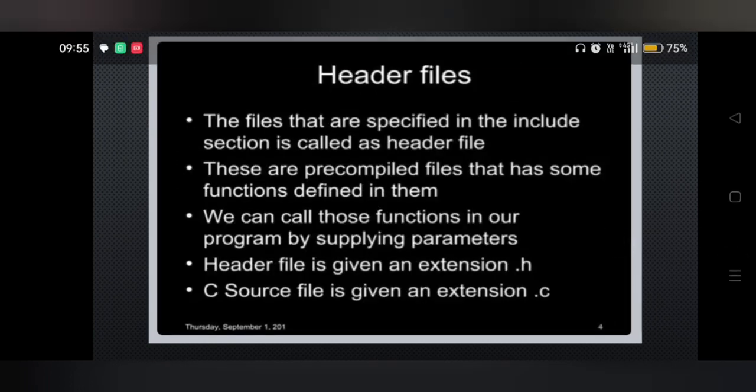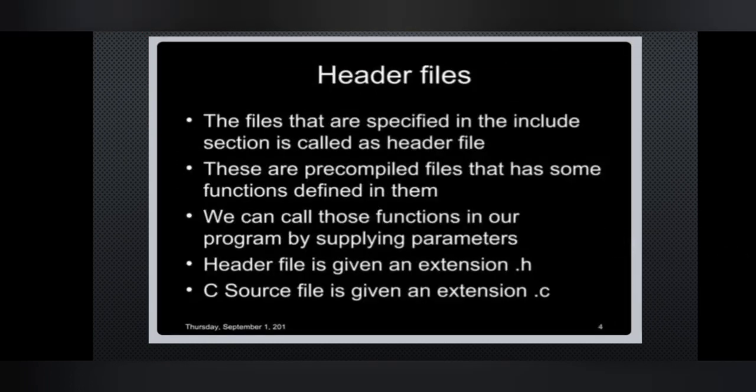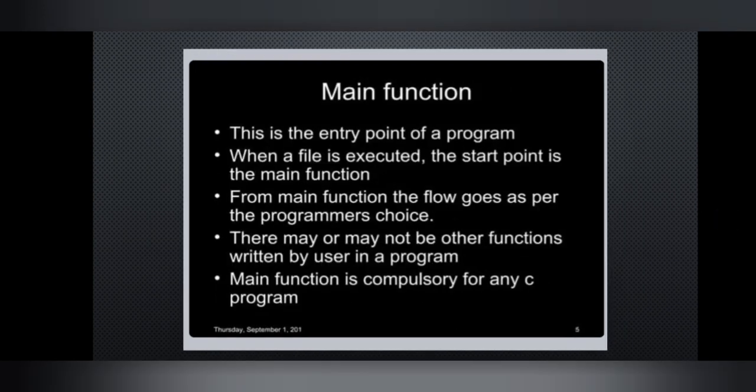So what are header files? Files specified in the include section are called header files. The predefined files or predefined functions are mentioned in the header files. We can call those functions in our program by supplying parameters. A header file is given an extension of .h. A C source file is given an extension of .c.